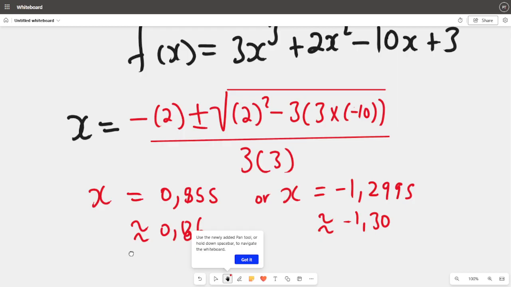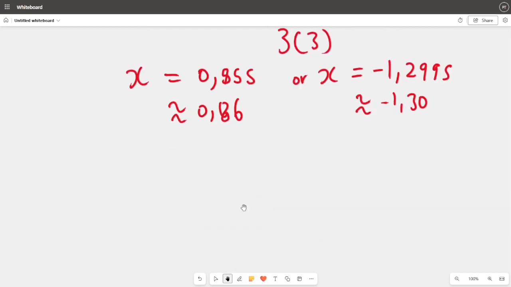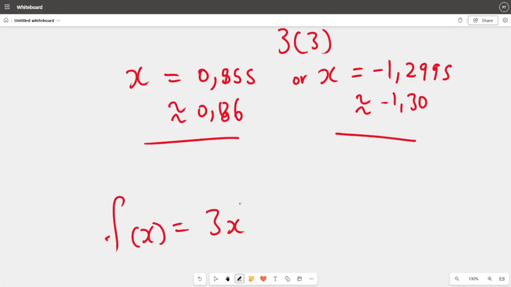So let's do the traditional method and see whether we will still find these two x values where the turning points will be. All right, now you know the traditional method is deriving f of x. We have 3x cubed plus 2x squared minus 10x plus, how much is the value of d here? The value of d is 3.